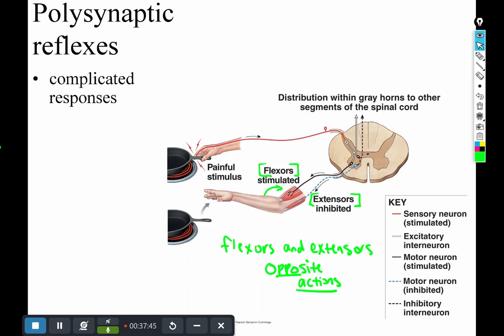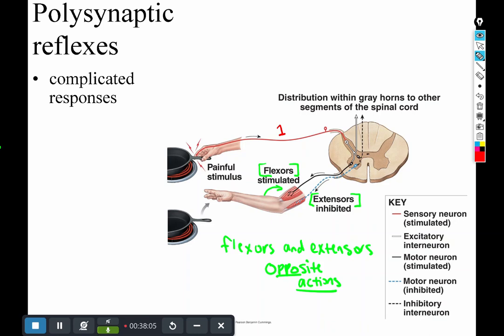So these are obviously more complex because one signal, our pain signal here, has to produce two different outcomes. And in addition to that, we have to send information about that outcome set to the central nervous system. So this is definitely polysynaptic.